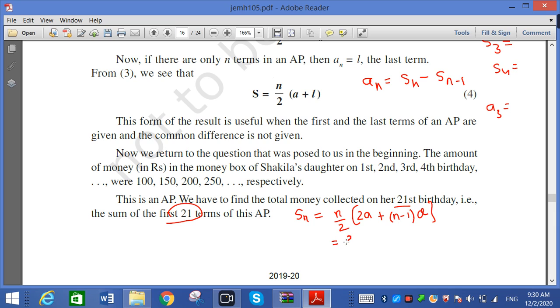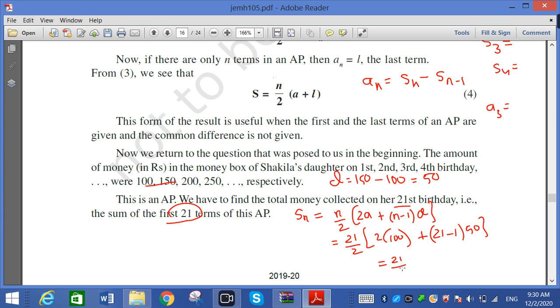So 21 birthdays are there, so 21 by 2. Initial 100 rupees થી start કર્યું હતું એટલે 100. n minus 1, so 21 minus 1. And difference is 100 and 150. So difference D is equal to 150 minus 100, that is 50. So here it is 50.